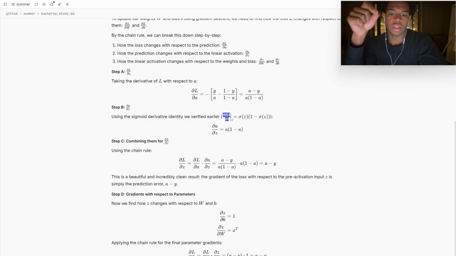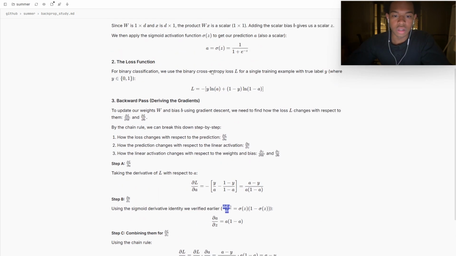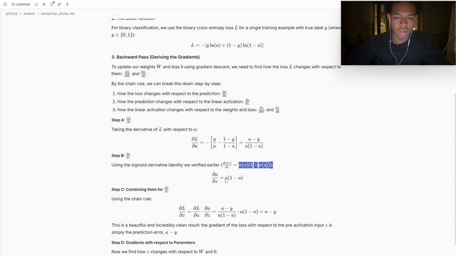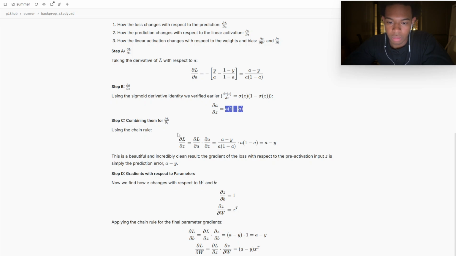A equals sigmoid of z. That's literally what a is. A is literally sigmoid of z. So the derivative of sigmoid of z with respect to z is given. And again, because sigmoid of z is a, perfect, combine them using the chain rule. You multiply them, and now we have L with respect to Z. Perfect. And then we need to keep going.